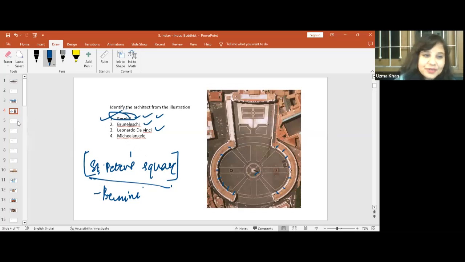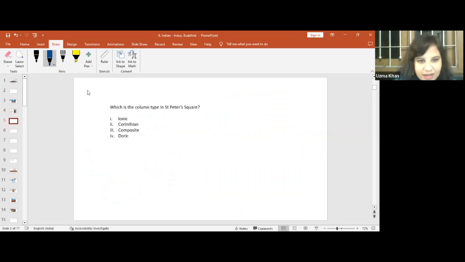So pay attention, because when I teach, I tell everything in detail. So pay attention to little things and make your own notes. After that, revise these pieces. Make notes as concise as possible, but then do revise your notes again. So which is the column type in St. Peter's Square? Ionic, Corinthian, composite, or Doric?